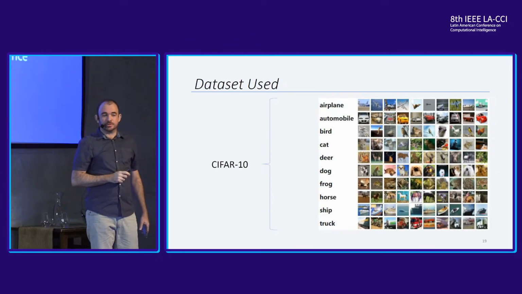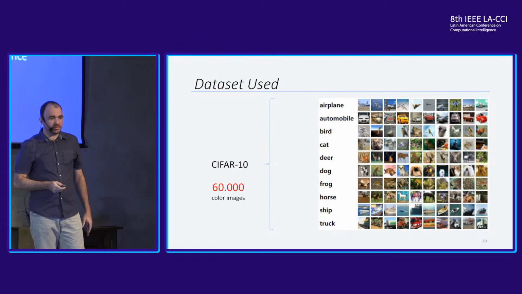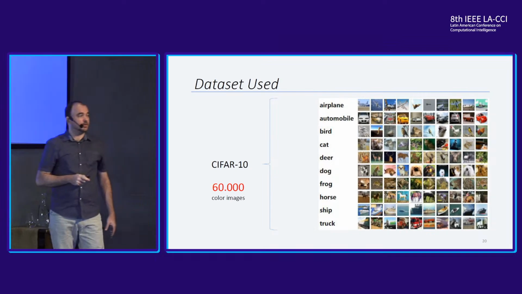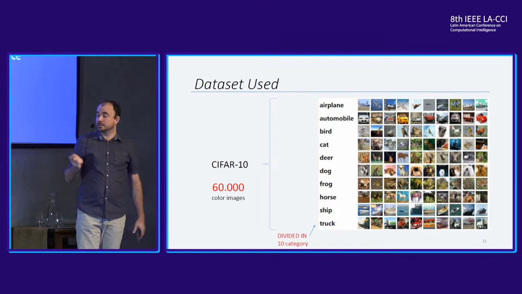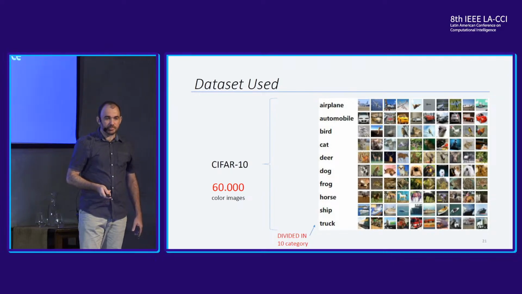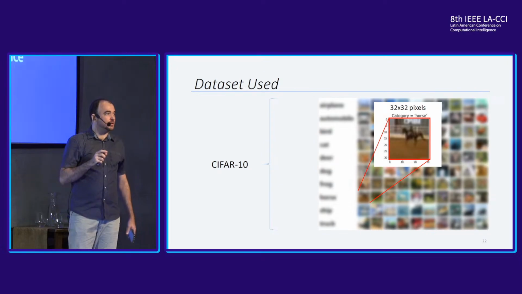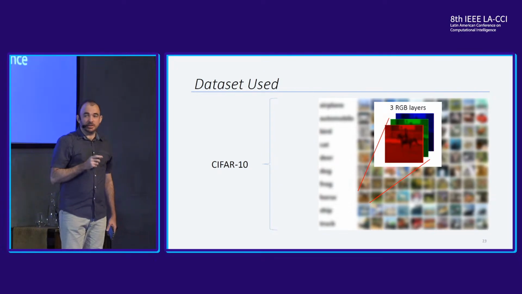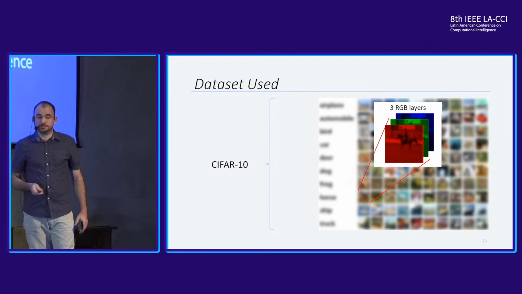First, the dataset used. We use the CIFAR-10. CIFAR-10 has 60,000 color images divided into 10 categories, and each image has 32 by 32 pixels. Each image has 3 RGB layers: red, green, and blue.